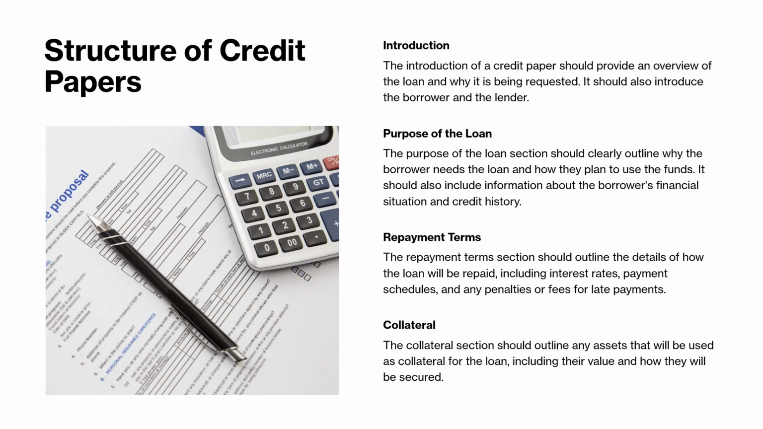Repayment terms. The repayment terms section should outline the details of how the loan will be repaid, including interest rates, payment schedules, and any penalties or fees for late payments. Collateral. Collateral section should outline any assets that will be used as collateral for the loan, including their value and how they will be secured.